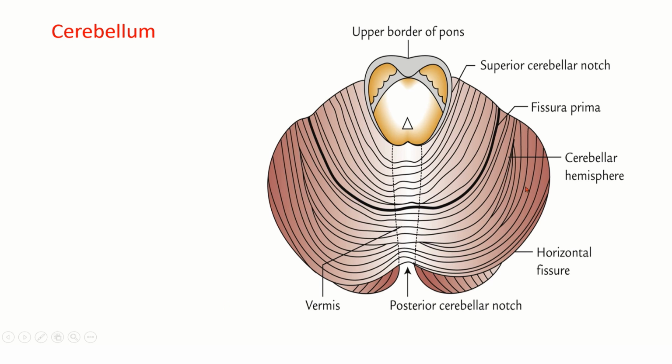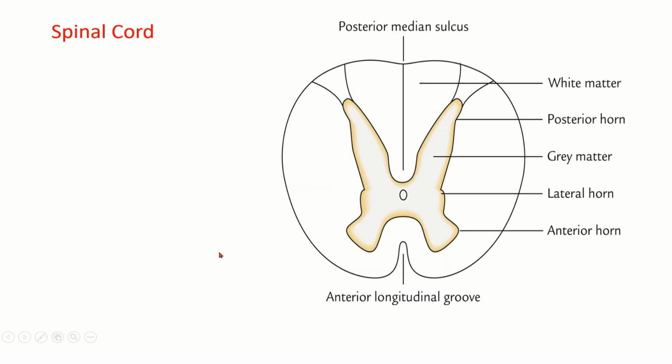So this is the cerebellum. There are two cerebellar hemispheres connected by the vermis. For this we also have two separate lectures, cerebellum 1 and cerebellum 2, where we study all the features of the cerebellum in detail.